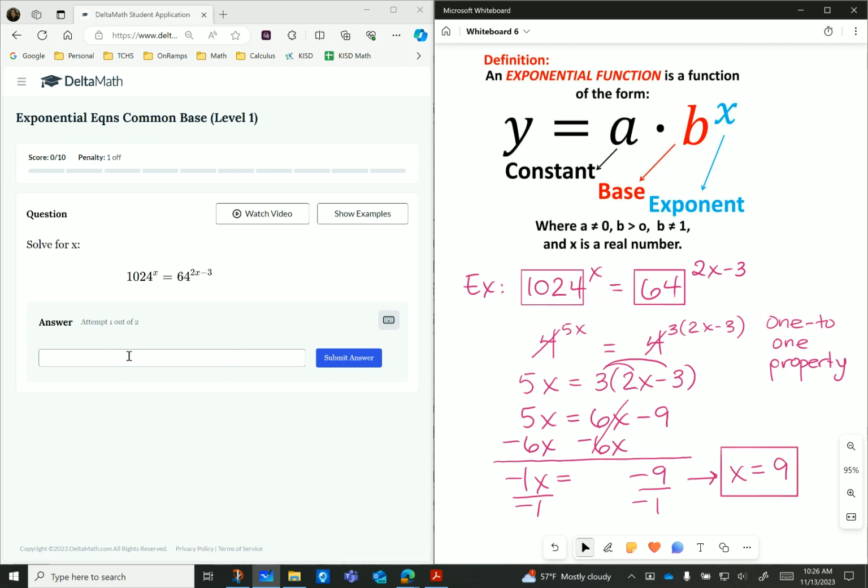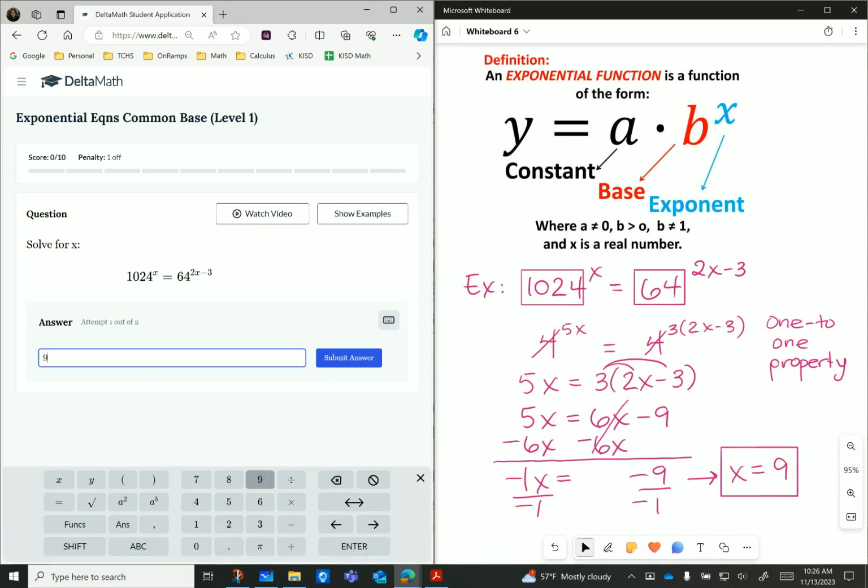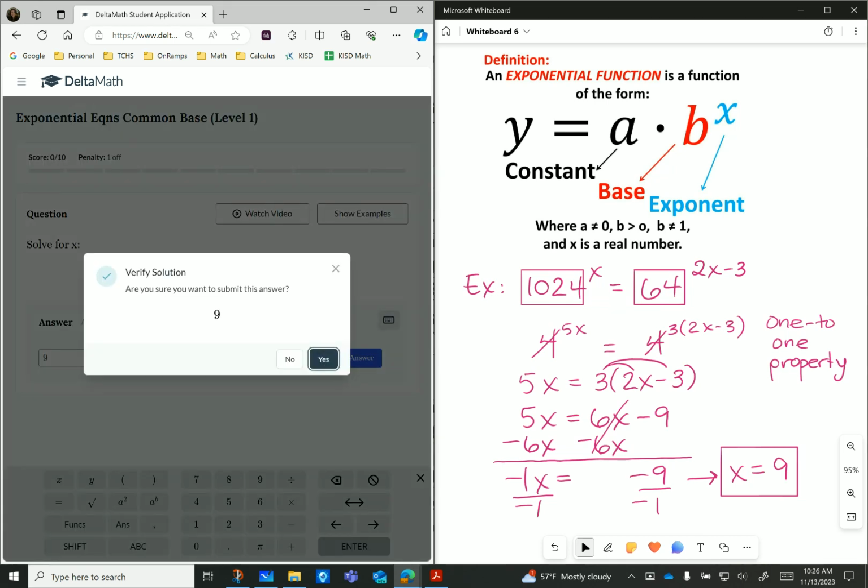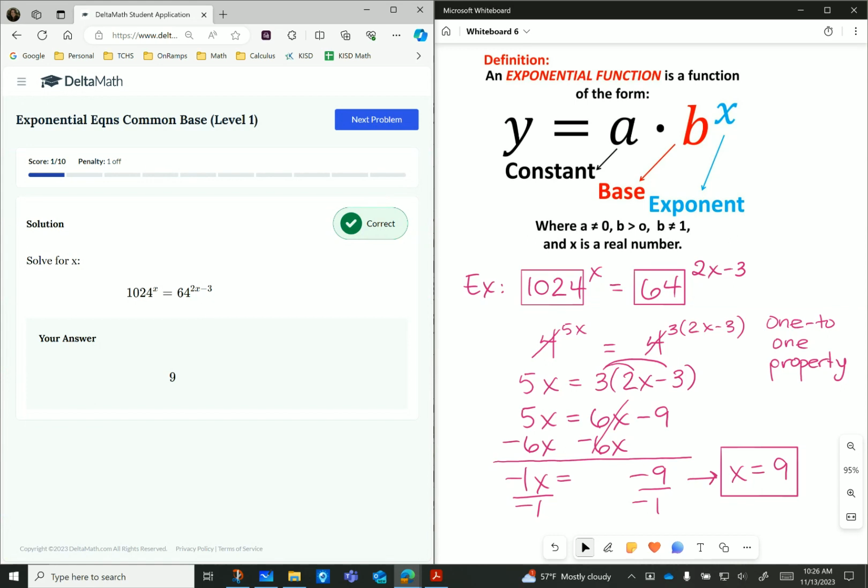I will come over here, solve for x. That means 9 is my answer. I will hit enter and move on.